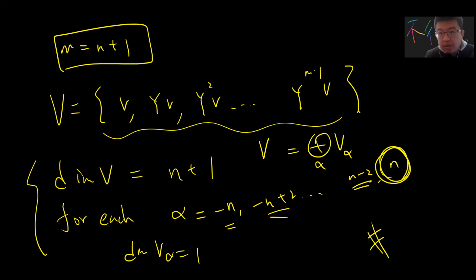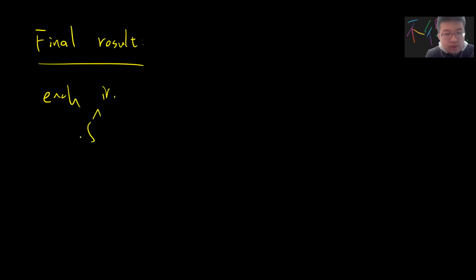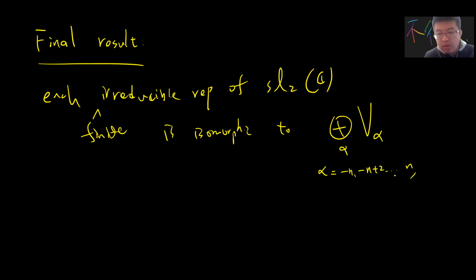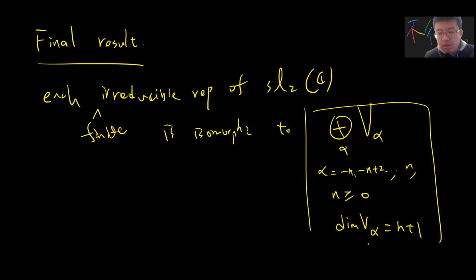So this is the standard result. What we're going to prove is that each finite irreducible representation of sl2c is isomorphic to, because we just solved every irreducible representation by this method, the direct sum of V alpha, where alpha belongs to minus n plus 2 up to n, and n is greater or equal to 0. The dimension of V is n plus 1, so that means the dimension of each V alpha is 1.